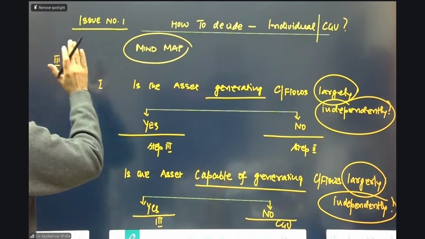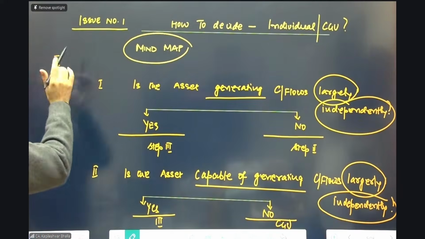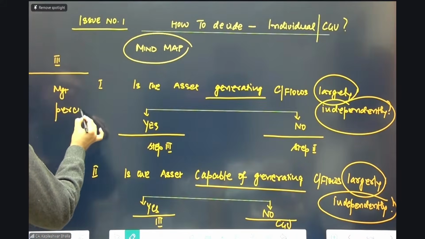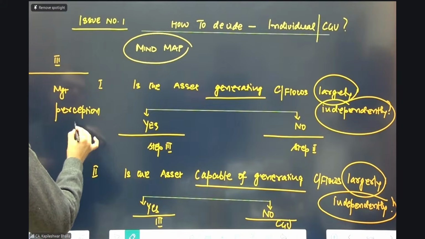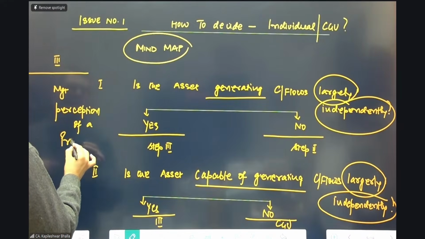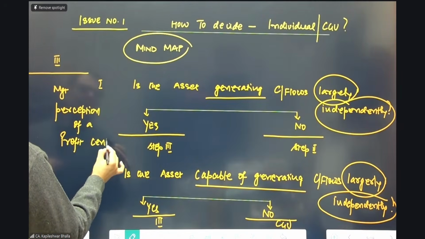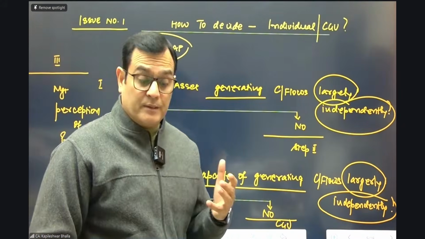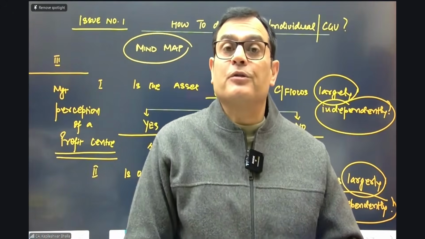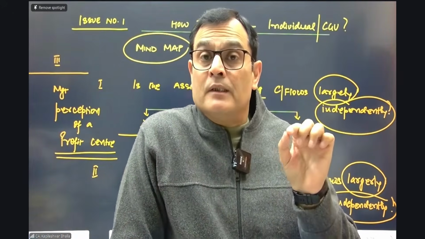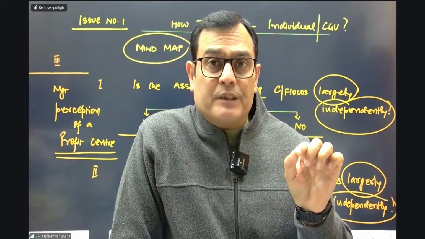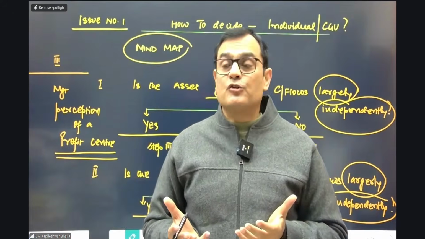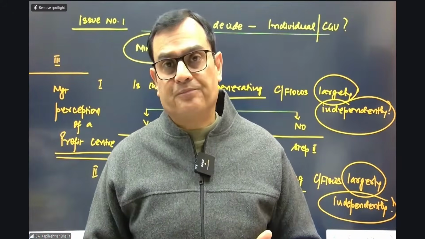It is generating, step 3. It is capable of generating, step 3. And it all depends upon the management perception of a profit center. So I always tell people that it all depends upon the management perception of the profit center. How does the management look at the evaluation of the asset as a profit center? The asset is generating cash flows independently or is capable of generating, but I don't view that as a profit center. So I'll do the impairment testing as a part of the CGU.